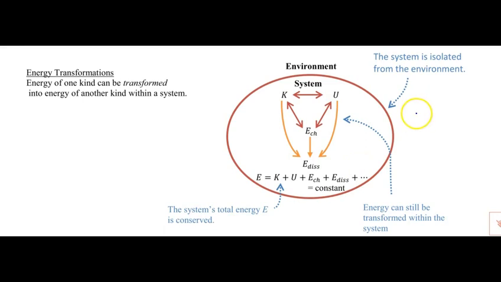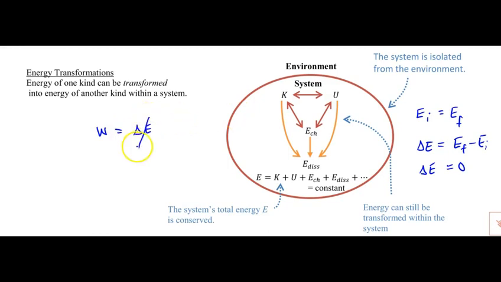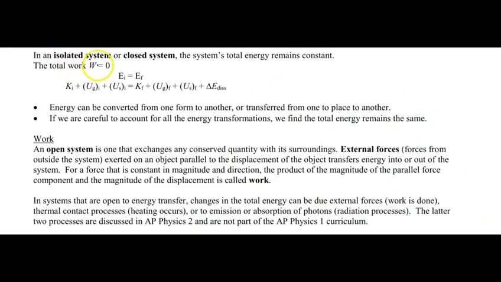So in this particular case, since the energy initially must be equal to the energy finally, then the change in energy, which is the final energy minus the initial energy, must be equal to 0. And as we mentioned earlier, the work done equals the change in energy, and if the change in energy is 0, then the total amount of work being done on the system is also 0. So for a system that is isolated or closed, the total amount of energy within the system remains constant. The initial energy and the final energy are equal to each other, and in that particular case, there is no work being done by external forces.